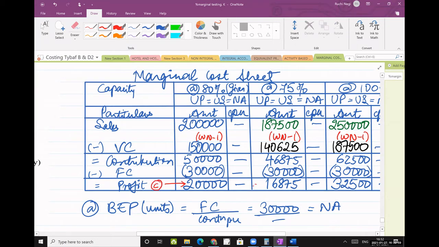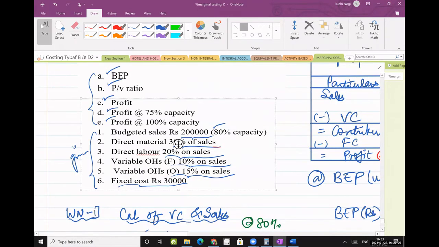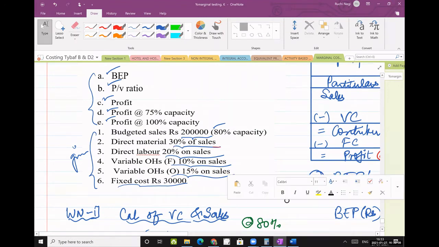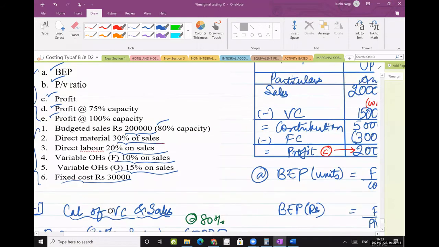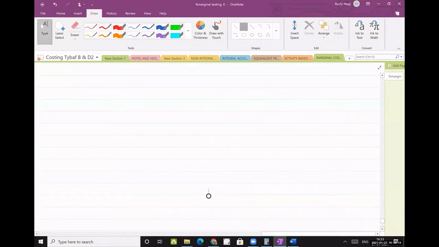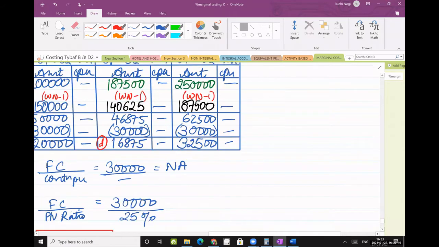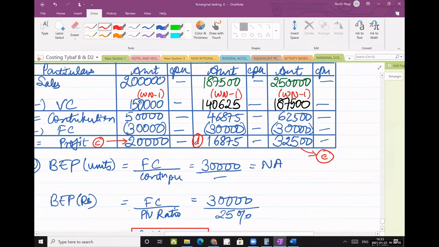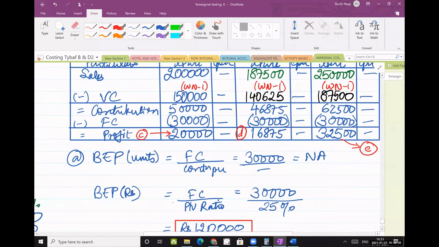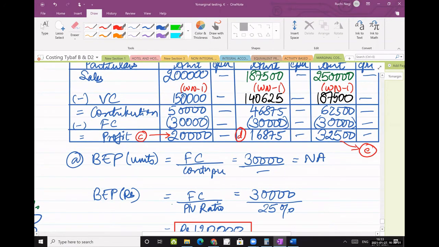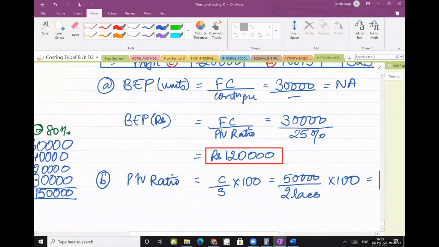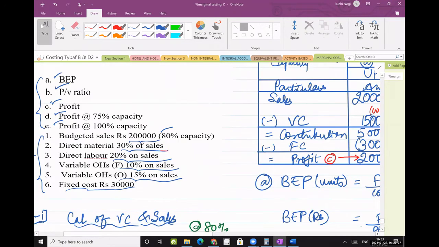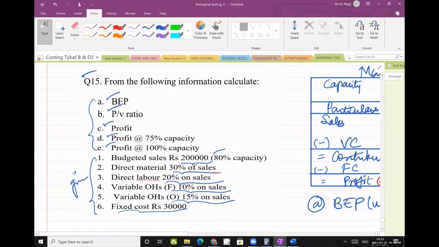C, then D, नेक्स्ट क्या है? प्रॉफिट एट 75, वो भी मिल गया, प्रॉफिट एट 100, ABCDE. Okay, here it is, the answer. E. ABCDE, everything is found. ठीक है, so this completes my sum number 15.